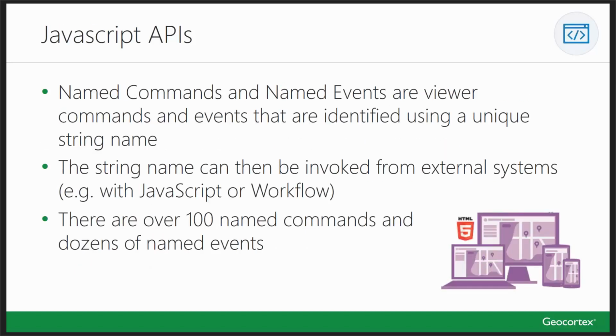So JavaScript APIs. As stated previously, a JavaScript API creates a bridge between your browser application and other existing systems. Using this API, named commands and named events can be passed between systems, enabling rich and sophisticated integration scenarios. These named commands and named events are viewer commands and events that are identified using a unique string name. The string name can then be invoked from an external system, with JavaScript or via a workflow. There are over 100 named commands and dozens of named events that are all available within the Geocortex viewer.